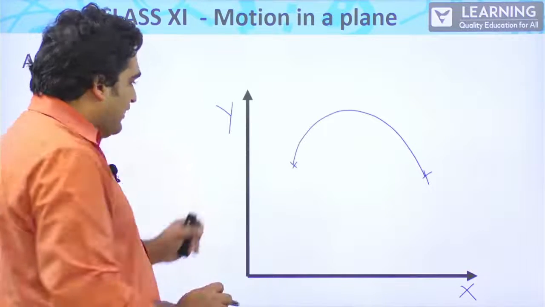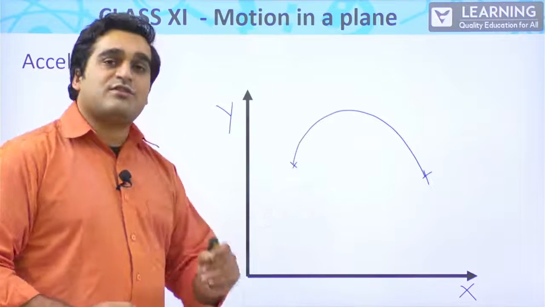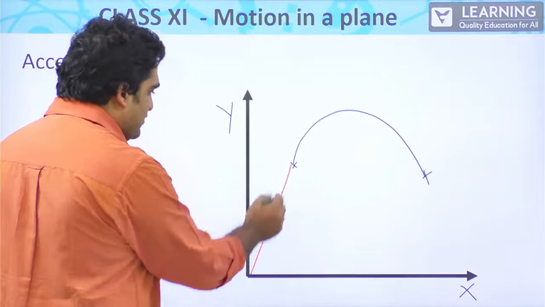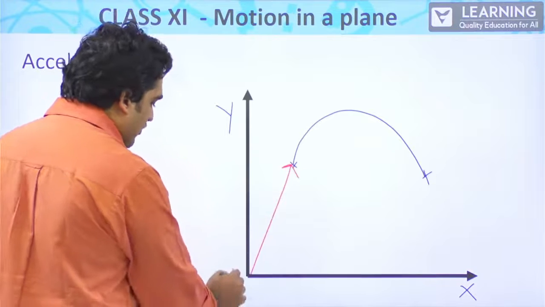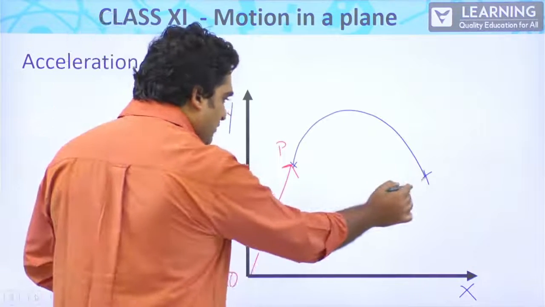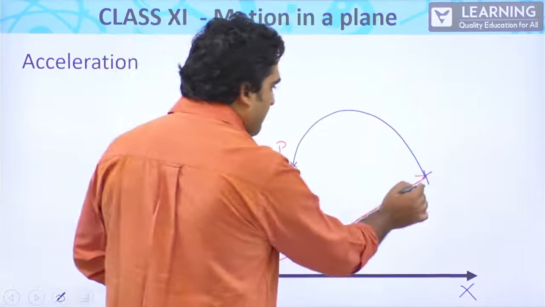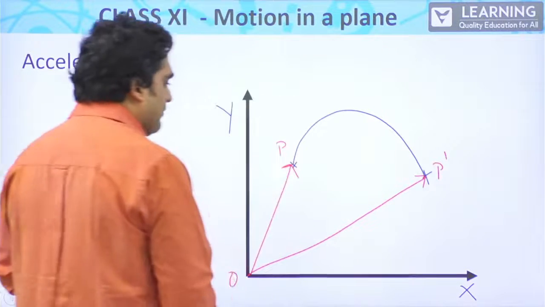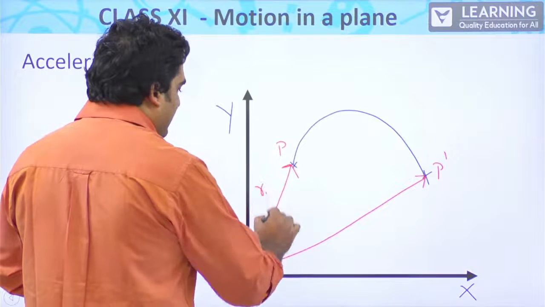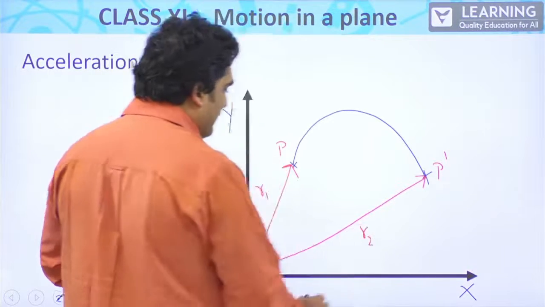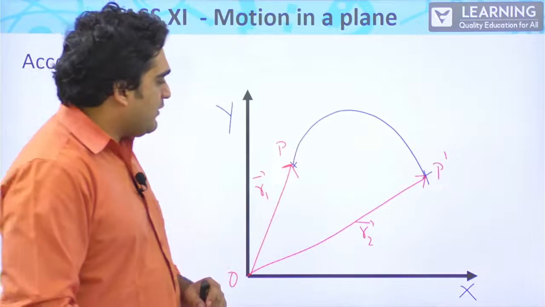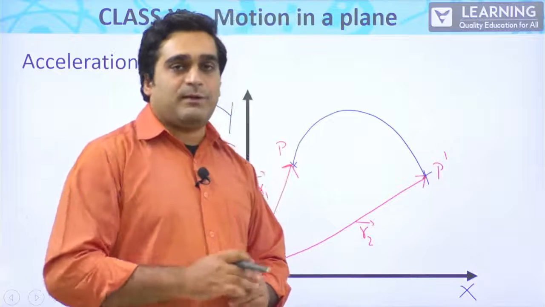To identify these positions, you construct a position vector. A position vector is drawn from the origin, let's say O, to point P, and to this new point, which is P prime. For the sake of simplicity, we call them the R1 and R2 vectors. So the R1 vector and R2 vector represent the position vectors.